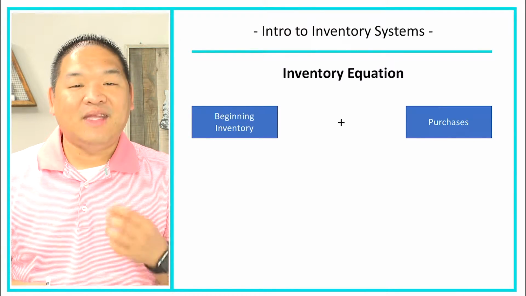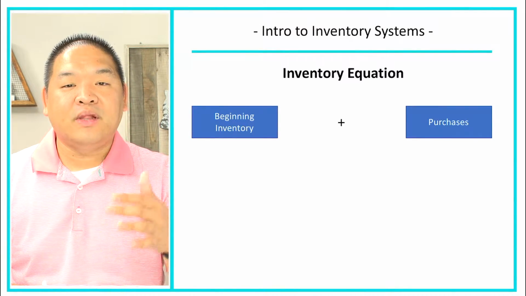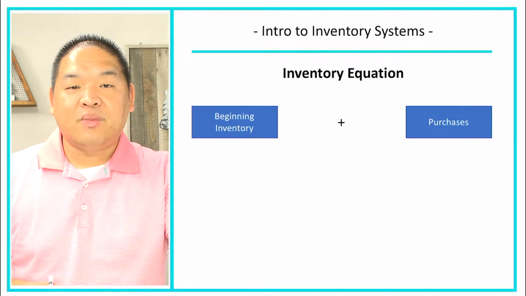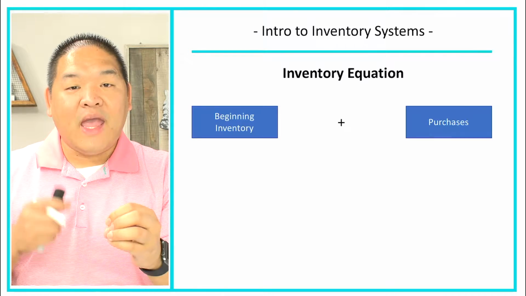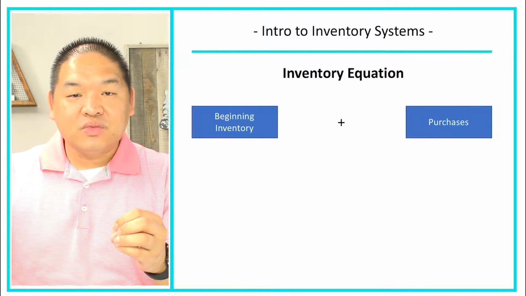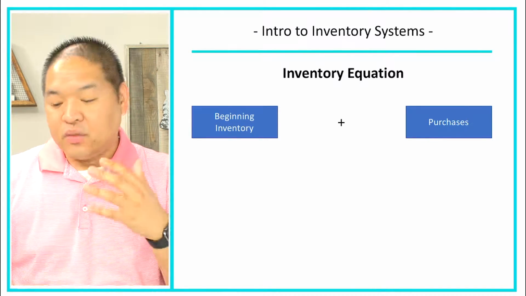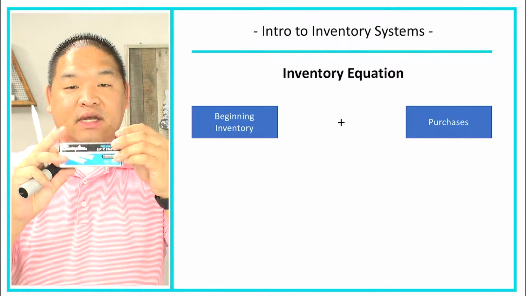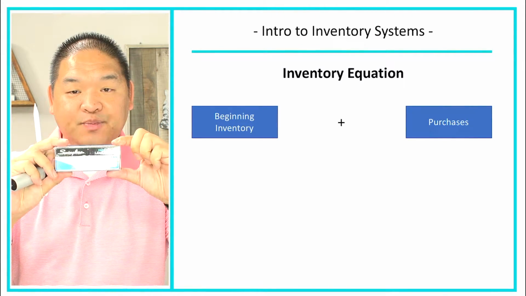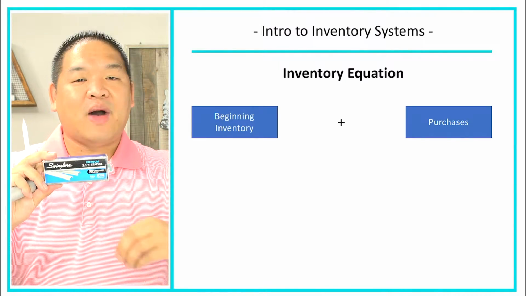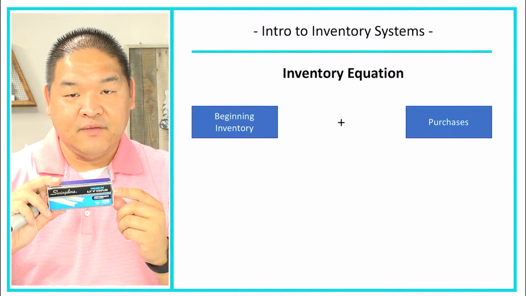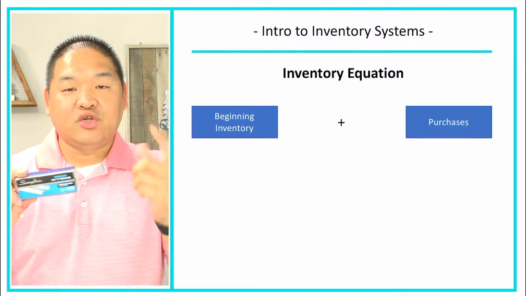So we always have a beginning inventory balance. What we left off last year becomes our beginning balance this year. From that number, we add to it any purchases we make during the year. So if we started with, let's say, 20 of these, and then we decided over the course of one year to buy another 1,000 of these, we would add that to our beginning inventory.